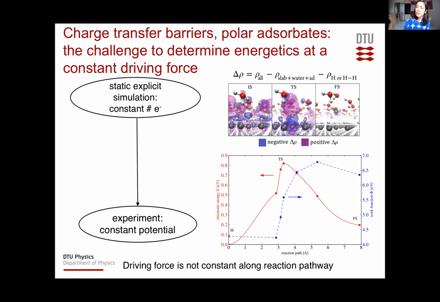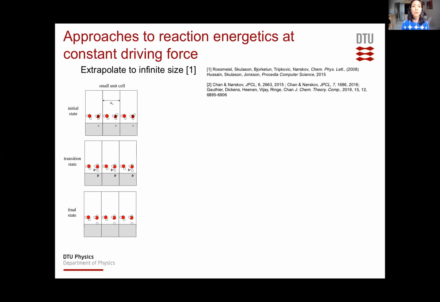And so how do we mitigate this not constant driving force along the reaction pathway? In the past decade or so, there's been a variety of different methods developed, and I think we can classify them into 2 broad categories. One would be what I term extrapolation methods. And the idea is to extrapolate from our small cell calculations to an infinite cell calculation where we have a constant potential.